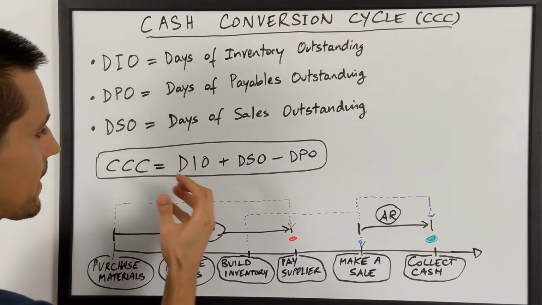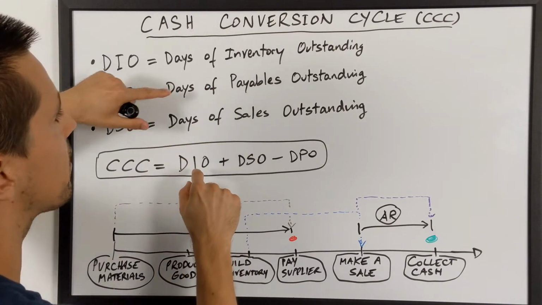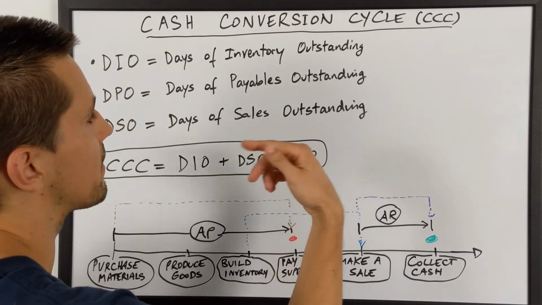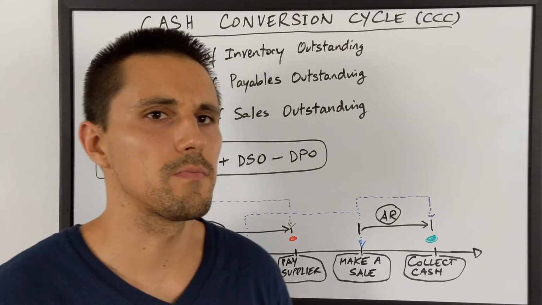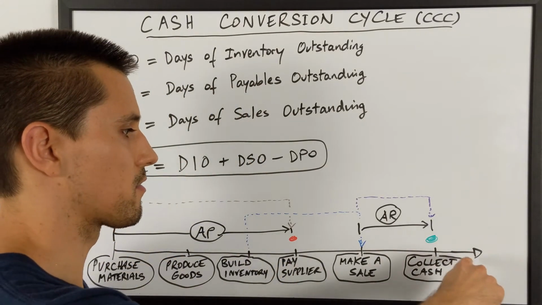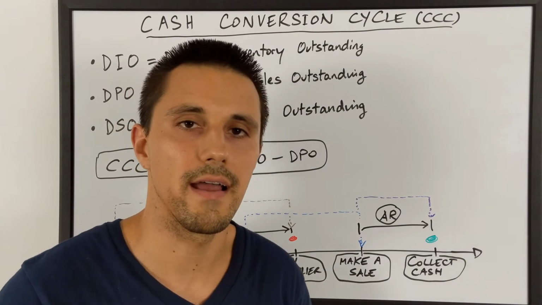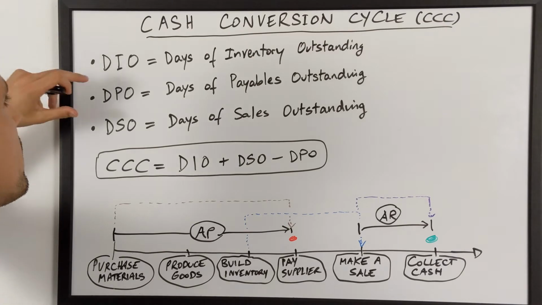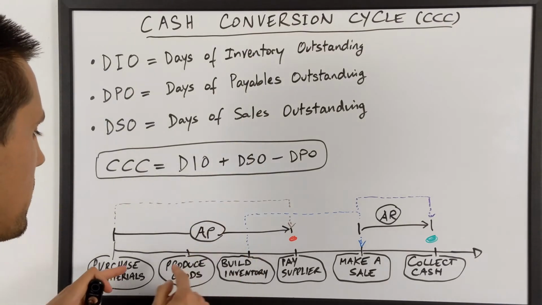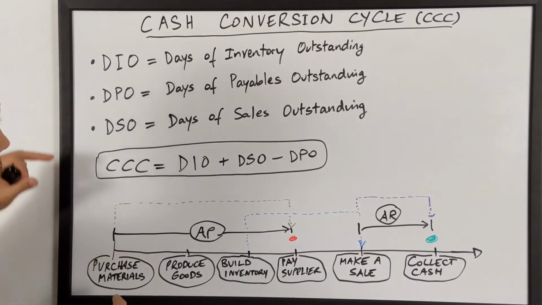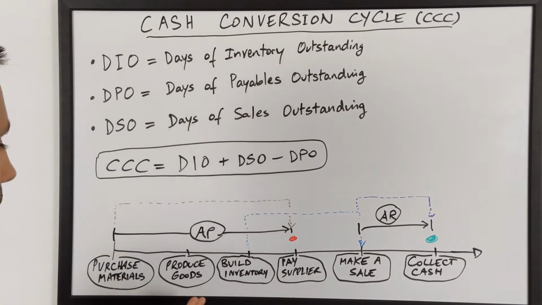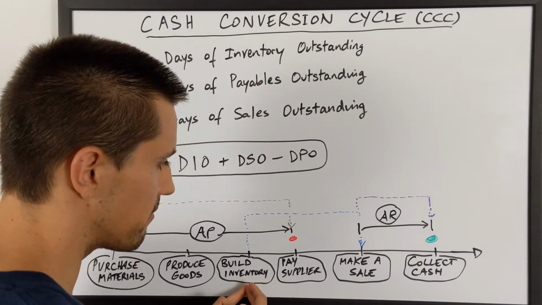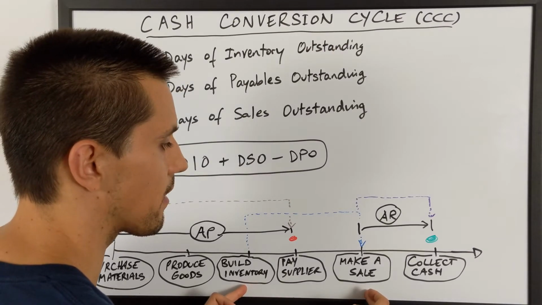So the cash conversion cycle formula is days of inventory outstanding plus days of sales outstanding minus days of payables outstanding. That sounds super complicated, but if you have understood the chronology here, it's going to be pretty simple, and we're going to add some numbers. It's going to be super easy. So first of all, what does it mean? Days of inventory outstanding, I put it here on our chart. Days of inventory outstanding is the difference between the time you have built your inventory and your first sale.